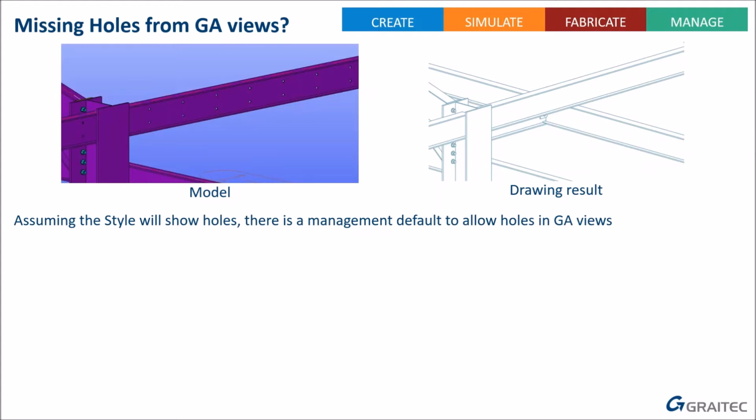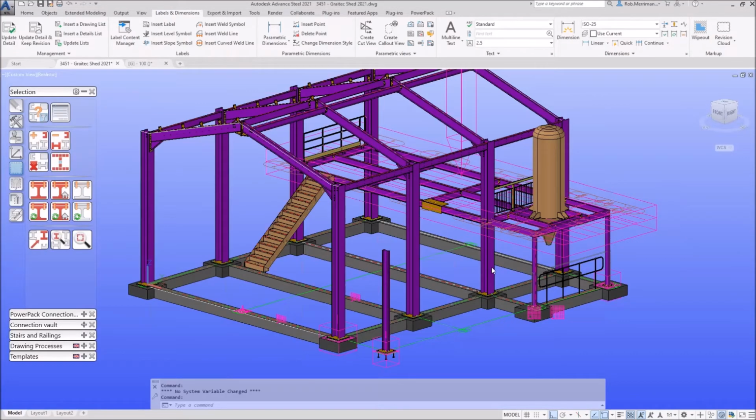The first thing you have to do is, if the style is set up to show holes, then there is a management default that will allow holes in the GA views. If the style is set up not to show holes, it doesn't matter whether you've got that management style on or not, it will not show the holes. So again, we'll just run through. Today is just going to be about me running drawings and then showing you what happens.